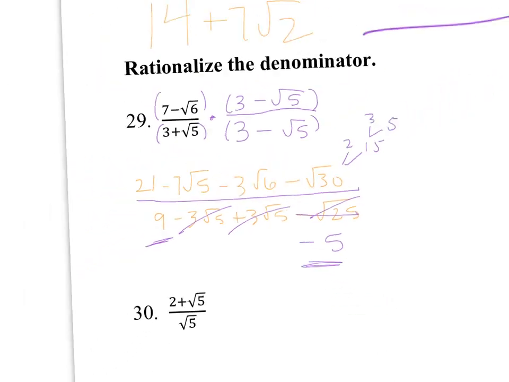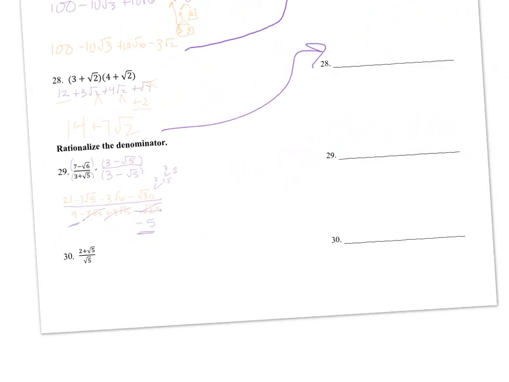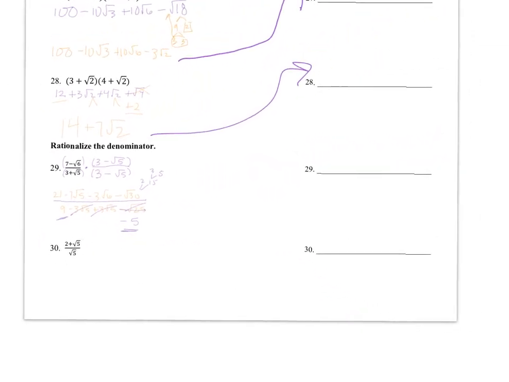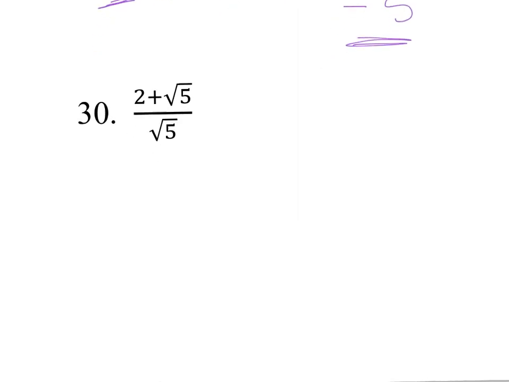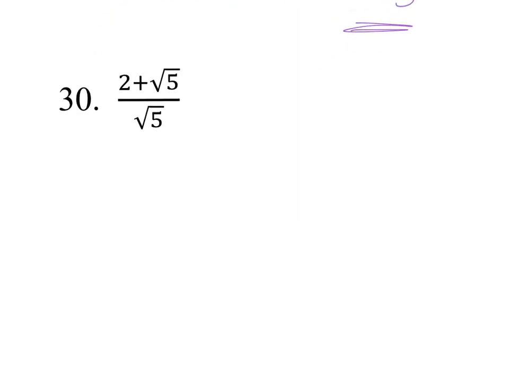So my final answer would look like this. I can't simplify anything on top, but I do have my 21 minus 7 square root 5, minus 3 square root 6 plus the square root of 30, over 9 minus 5, which is 4. You can't simplify this any further. That's your final answer.